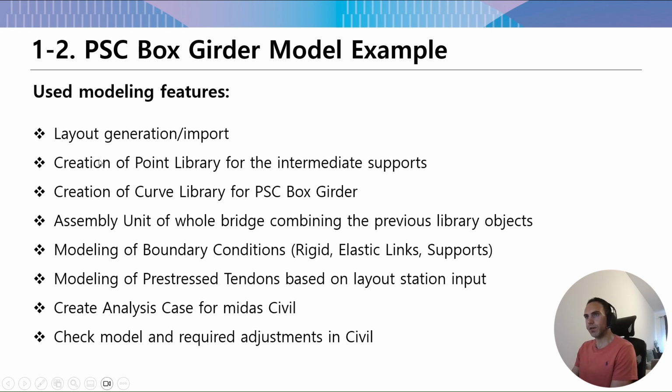The creation of a point library for the intermediate supports, the creation of the curve library for the box girder, the creation of the assembly unit of the bridge combining the previous library objects, and the modeling of boundary conditions in terms of rigid links, elastic links, and supports. I will cover also the modeling of tendons based on layout stationing input. So basically, the tendons will be imported by coordinates using the station and the horizontal and vertical offset of the tendons along the whole box girder.